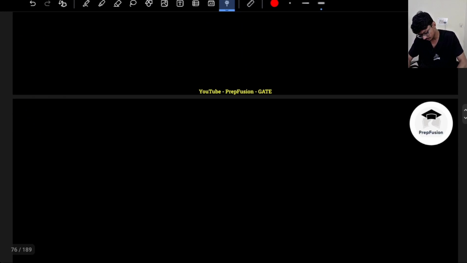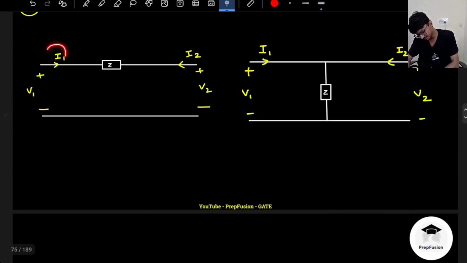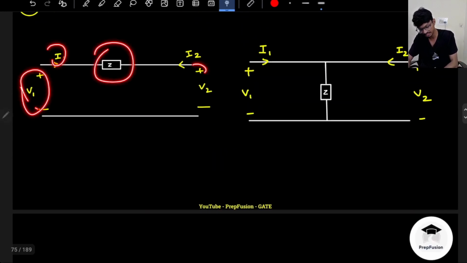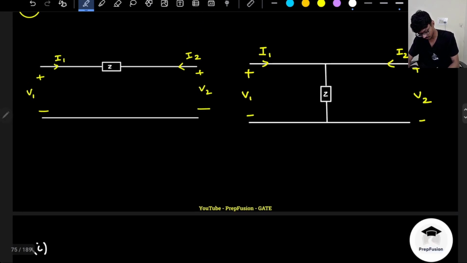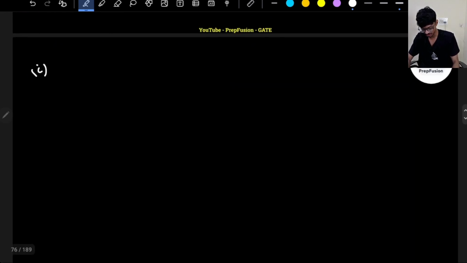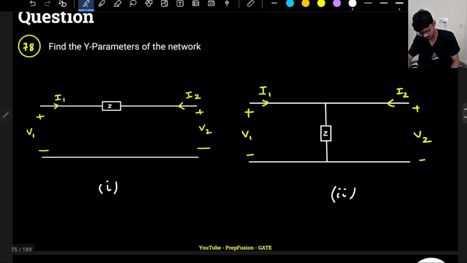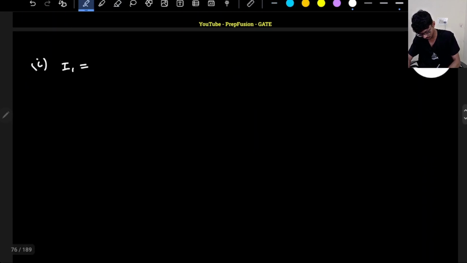So what is my I1? I1 is the voltage difference V1 minus V2 divided by the impedance between the voltages. I am talking about case 1 here, this is for case 1 and this is for case 2, circuit 2 and circuit 1. So for circuit 1, I1 equals V1 minus V2 divided by Z.